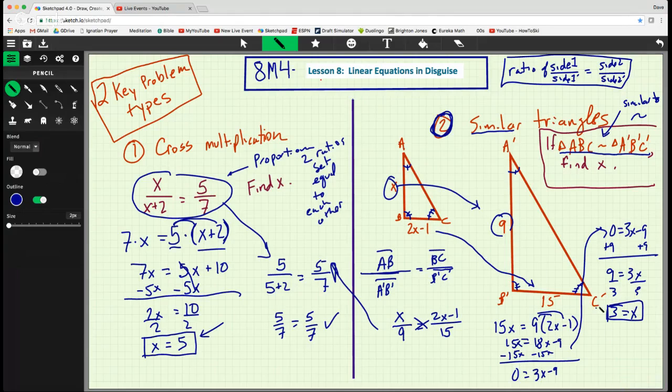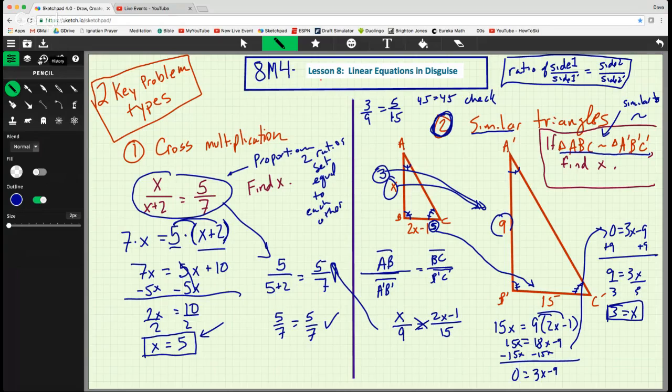So, have we solved it? No, we haven't fully solved it. What we want to know is what this side equals. Well, x is 3, and 2x minus 1 is 5. So those are our sides, right? 2 times 3 minus 1 is 5. So 3 is to 9 as 5 is to 15. And that's true because if we cross multiply, we get 45 equals 45. This is really just our check. Our answer is this side is 3 and this side is 5.